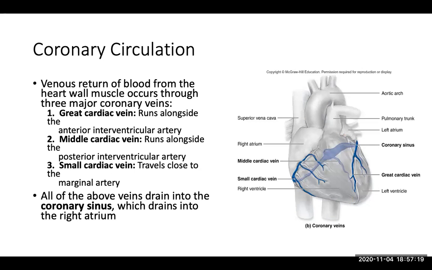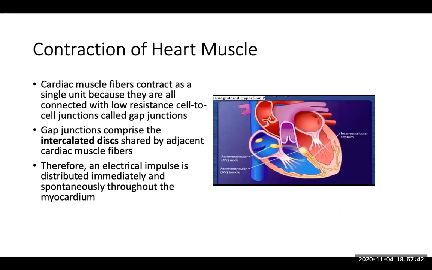Venous blood, so then the blood going to the heart needs to be drained. So venous return of blood from the heart wall occurs through three major coronary veins, the great and middle cardiac veins and small cardiac vein. And all of the above will eventually drain into the coronary sinus on the posterior side of the heart, which will drain directly into the right atrium.